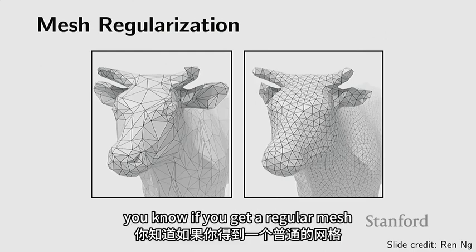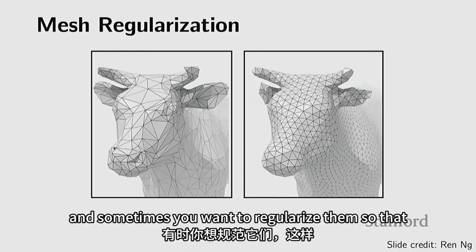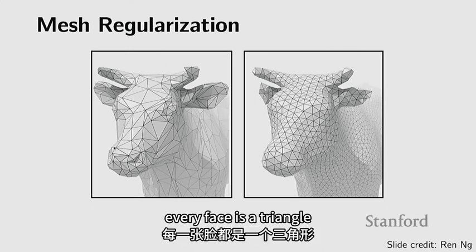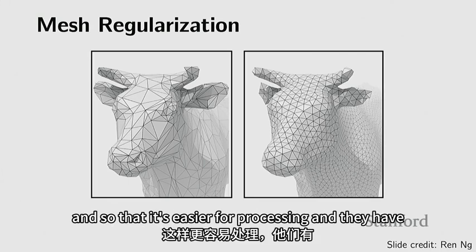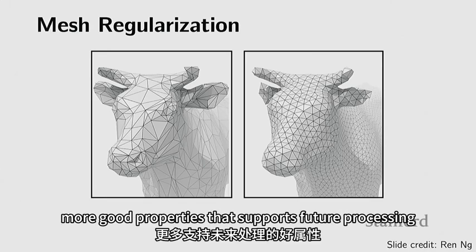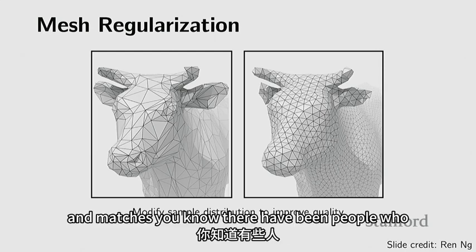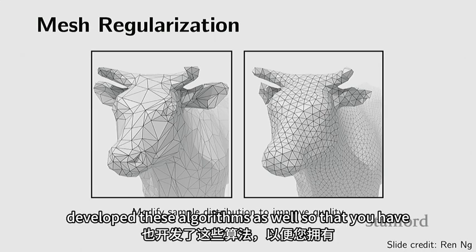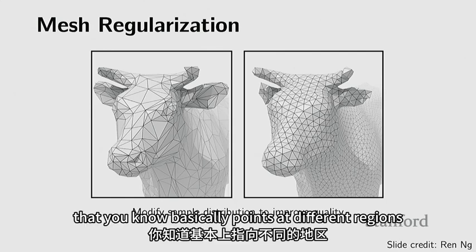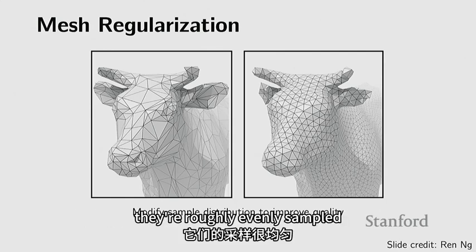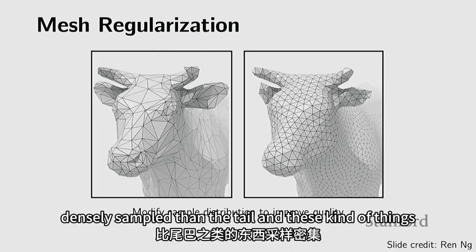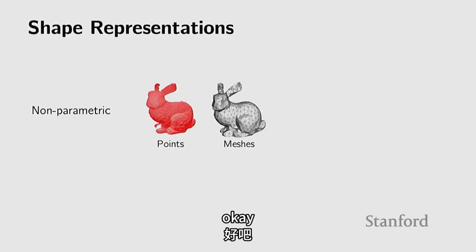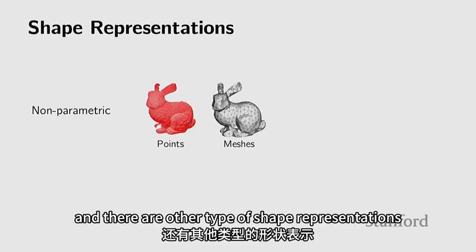And regularization. If you get an irregular mesh, sometimes you want to regularize it so that every face is a triangle, always connecting three vertices, and they have roughly the same size, so that it's easier for processing and they have good properties that support further processing by different graphics algorithms. People have developed algorithms so that you can ensure points in different regions are roughly evenly sampled, so that it won't be the case that, let's say, the head of the rabbit is much more densely sampled than the tail, and these kinds of things.